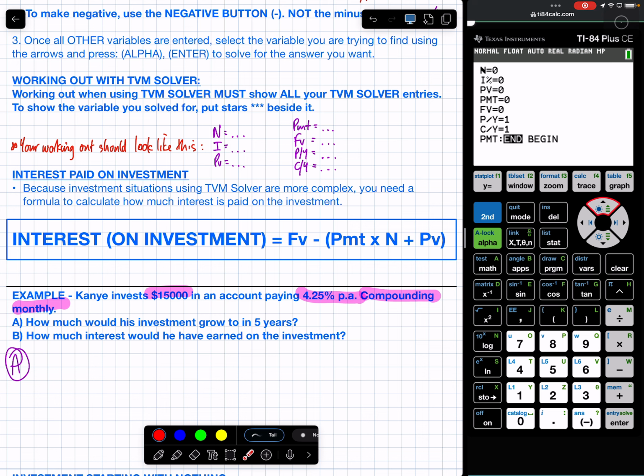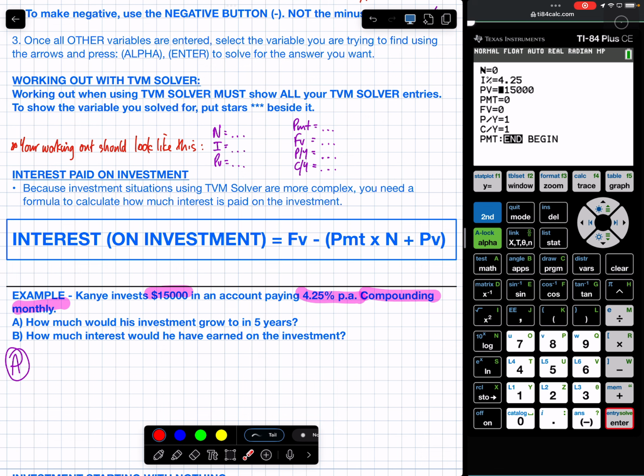So PV, what sign would PV be? Negative, because it's coming from him into the bank. So I press the negative button next to enter, negative 15,000. So that TVM Solver is telling me, whatever this is, someone's put 15 grand in the bank. What is the interest rate of this bank? So on I don't need to convert. I just press 4.25.